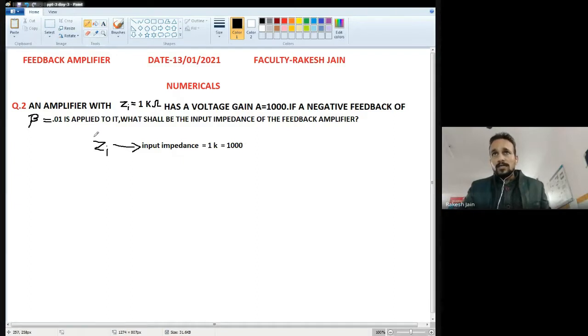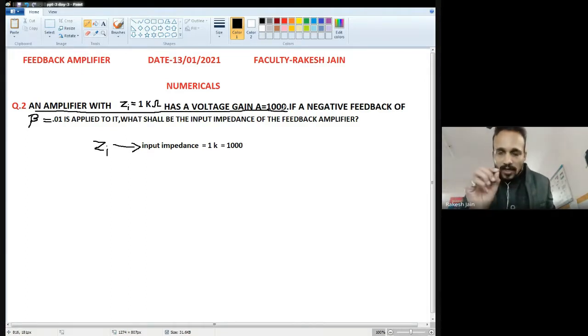Now see. Till now, an amplifier with Zi equal to 1 kilo ohm has a voltage gain A equal to 1000. Till now, there is no term in which feedback is written. No feedback term is coming. That's why it is a simple case. It means Zi is the input impedance without feedback, and voltage gain A is the voltage gain without feedback. So A, that is the voltage gain, is given as 1000.